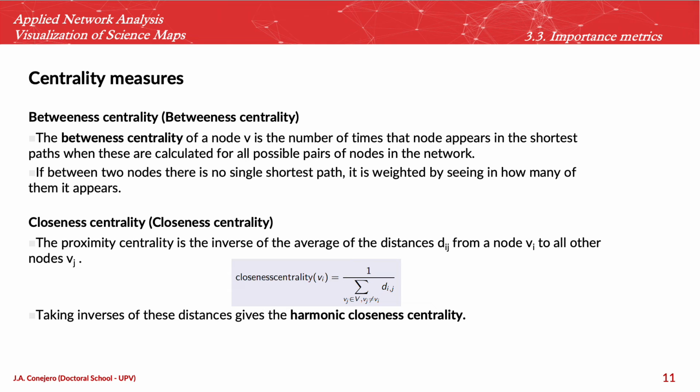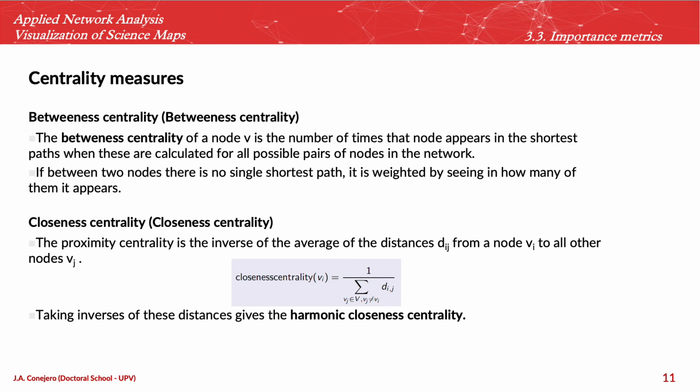When we're computing the betweenness centrality, what we are measuring is how many times a node appears in the shortest paths between any pair of nodes, right? But what we have to take into account is that there can be several shortest paths between two nodes. The nodes in each path are counted a fraction of the times, so the importance is divided among the different shortest paths.